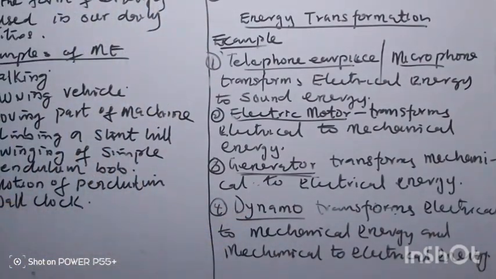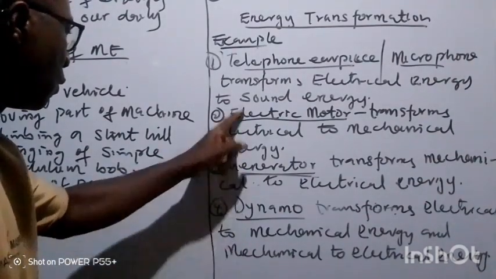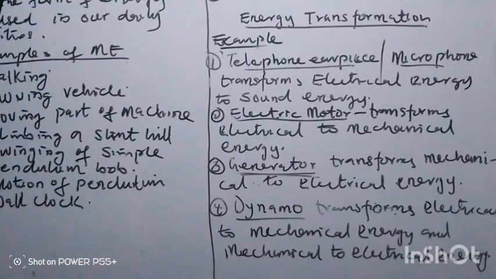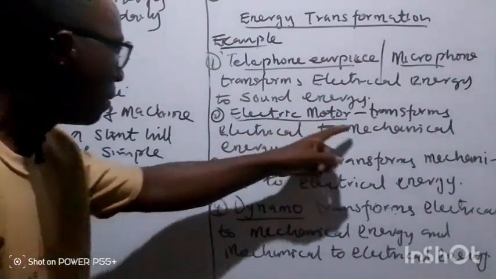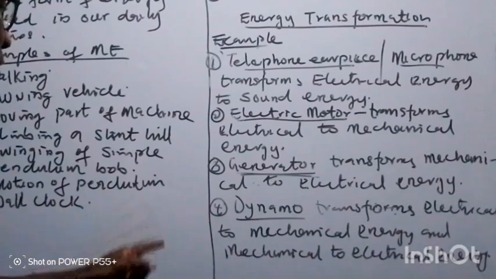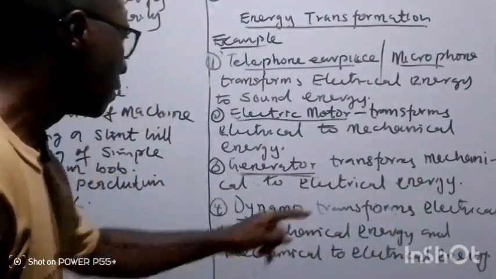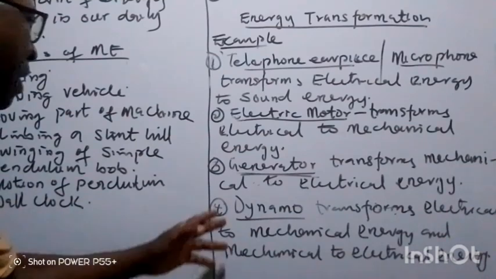They serve these two purposes together. This one will only transform electrical to mechanical, that is electric motor. At the same time, generator will transform mechanical to electrical, while dynamo will serve the two purposes.